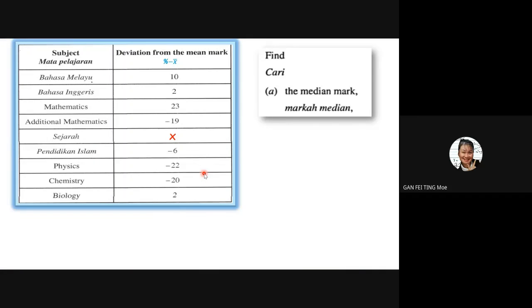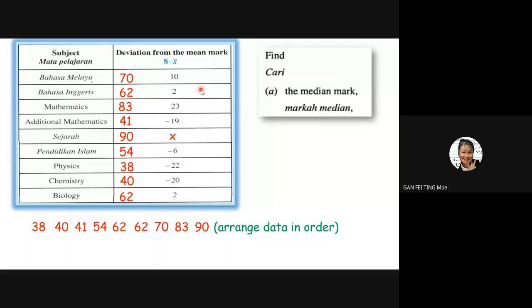Okay, dah dapat yang ini. Now let's go to this question. It says that looking for the median. So in order to look for the median, remember you have to arrange your data either in descending or ascending. Since I have my marks here, I'm going to use my marks. You may use your deviation as well. It's not a problem. Okay, so here I have my 38. I arrange it accordingly. Arrange the data in order, either descending or ascending.